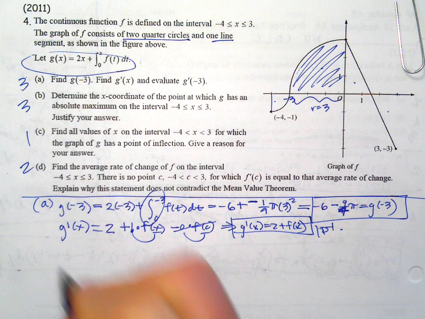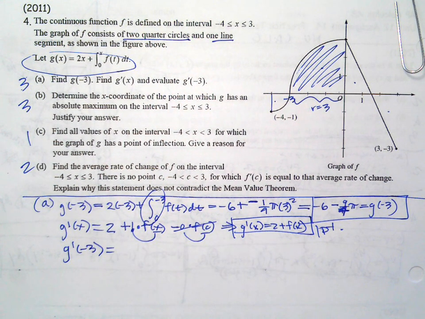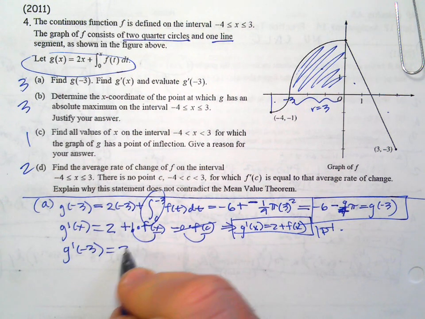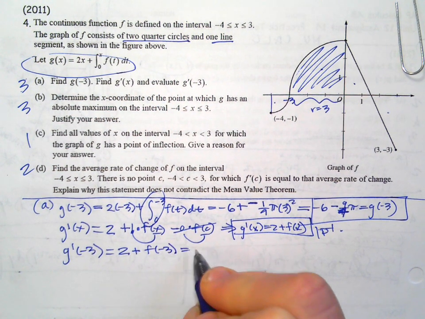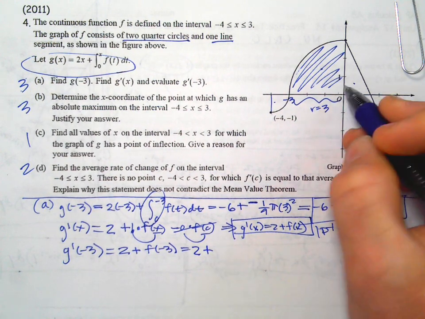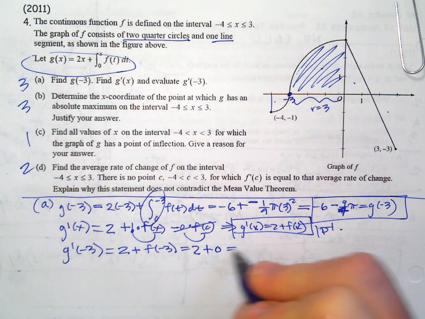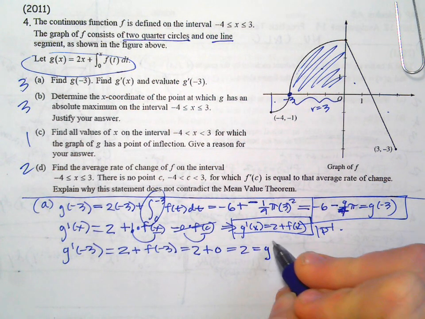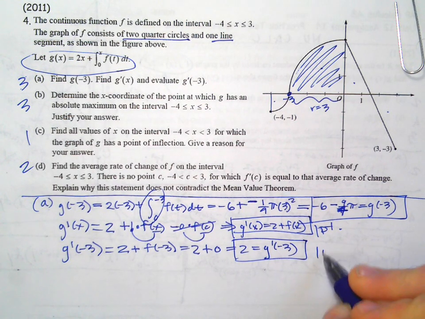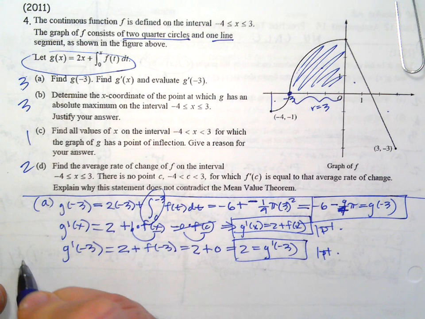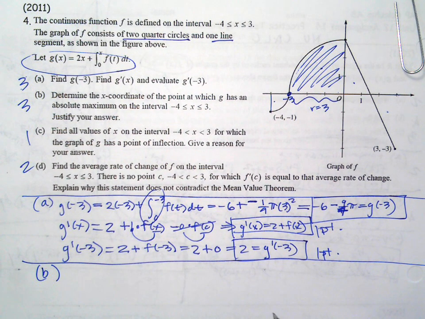And then they tell you to find -3. So we plug -3 in here, and we get 2 plus f of -3. And so that means look at the graph. F of -3, this is graph of f, is 0. So the answer is 2. So that's a point. So that wasn't too bad. Didn't have to explain or defend or justify.